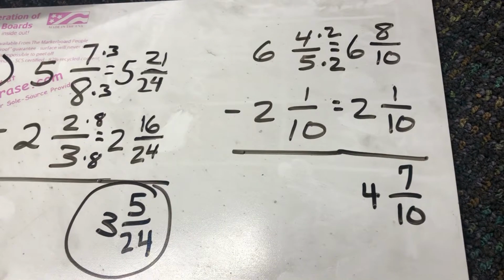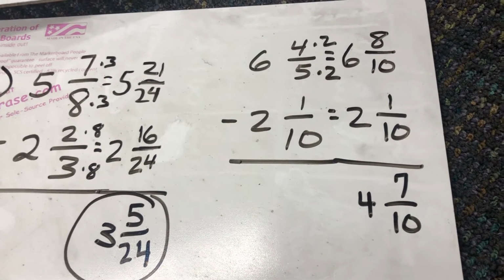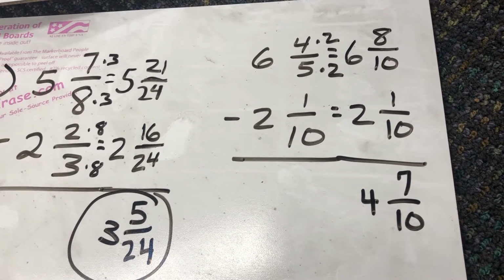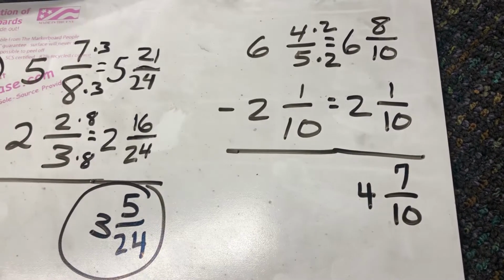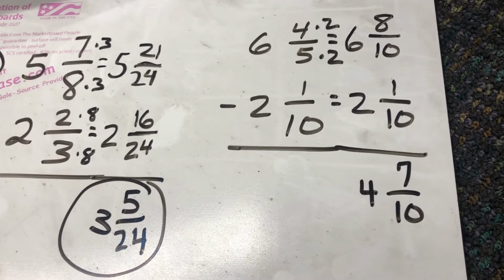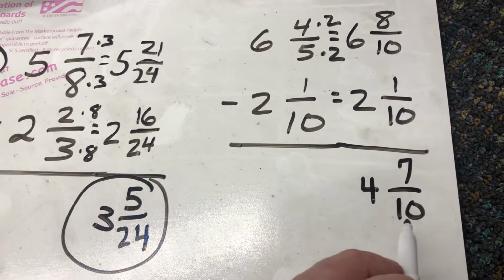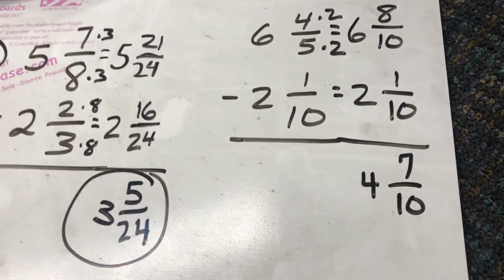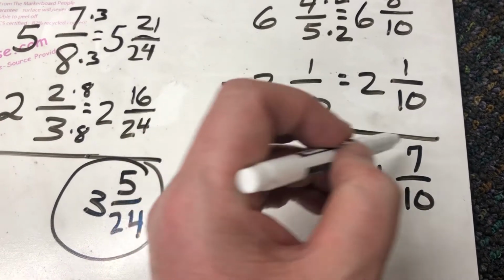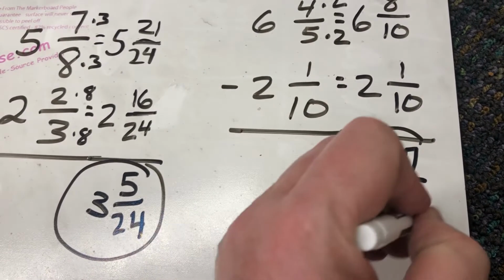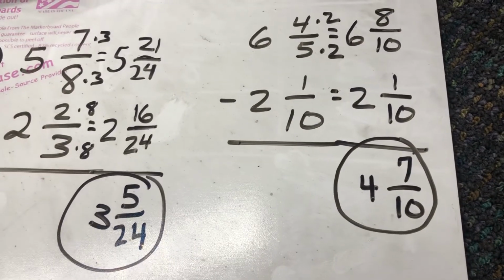I'm going to ask myself if this is in simplest form, okay? And there's no number besides 1 that can go into both 7 and 10 evenly. 2 and 5 can go into 10, but they cannot go into 7. So the only number that can go into both 7 and 10 is 1. I am in simplest form here, 4 and 7 over 10.